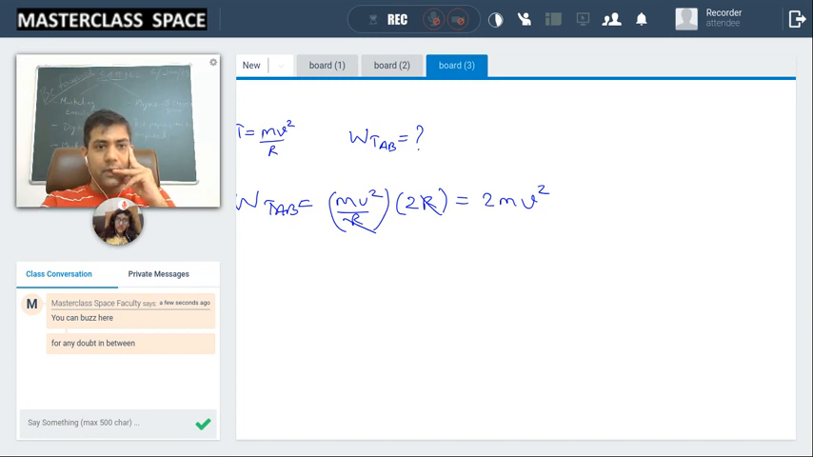Switch on microphone. You can switch on microphone.